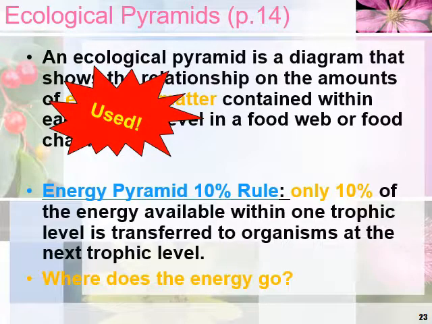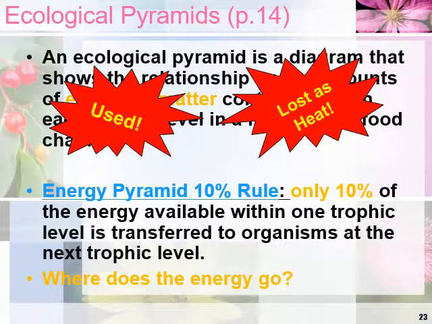First off, a lot of it's going to be used. So if there's the 1,000 joules available in my producer level, the plants, the producers also need to use that energy to survive themselves. So not all the energy is going to make it from the producers to the consumers, because some of that energy has to be used to keep the plants alive.